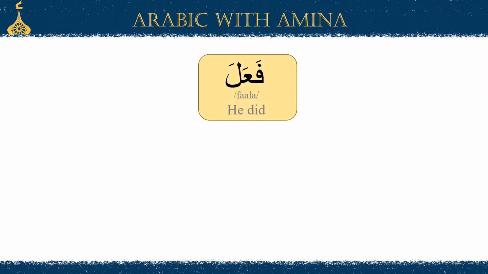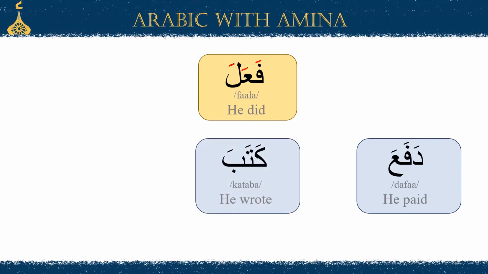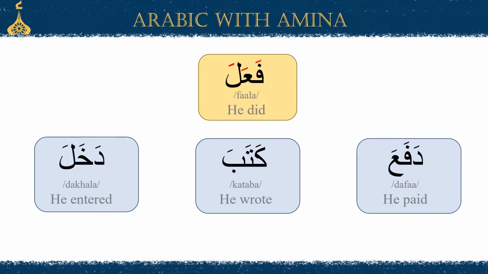So taking our template for the verb root and also for the past tense verb, we have فعل, which is he did. The past tense will have a fatha on every letter of the root. Some other examples of past tense verbs are دفع, he paid, كتب, he wrote, and دخل, he entered.